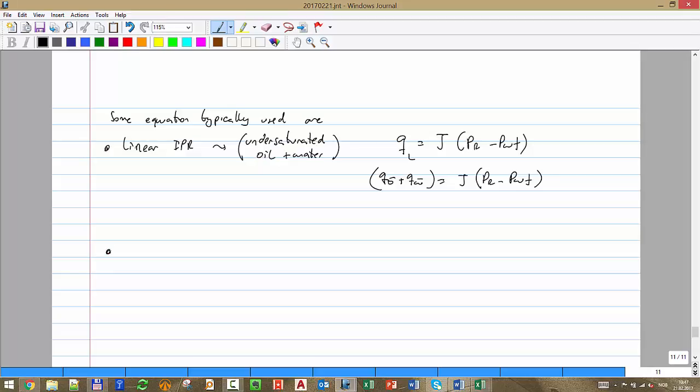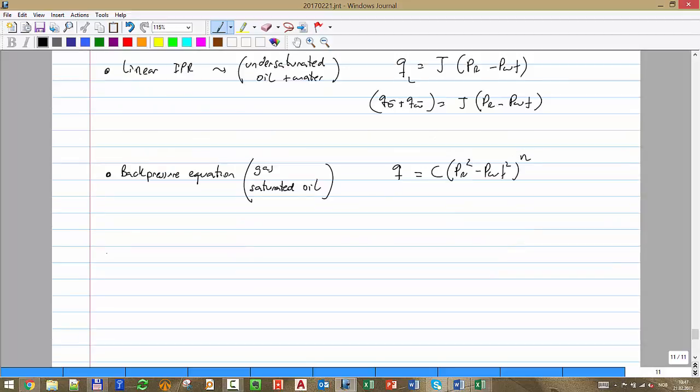Then you have, for gas, the back pressure equation that we have already discussed. That's for gas, or it could be used also for saturated oil. And you remember the shape is Q equal to C times PR squared minus PWF squared, to the power of n.